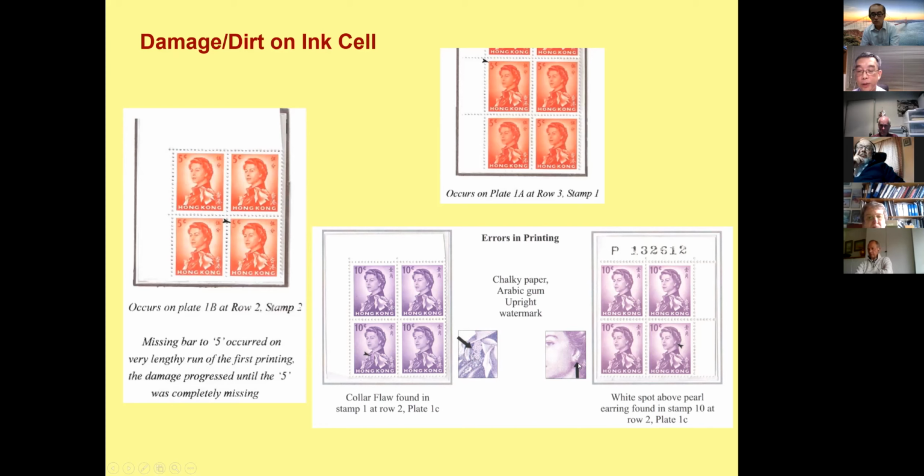This 10 cents here, a small one, but you can see it when you magnify this part. And you get an extra pearl earring here. These are for the queen here. So these are some of the dirt on the ink cells.